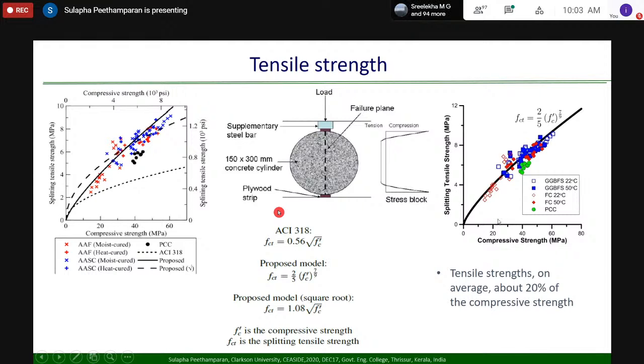Typically for a Portland cement concrete, you can see here the Portland cement is somewhere here, and the alkali activated or geopolymer is approximately 20% of the compressive strength. It is slightly at the higher end of the tensile strength for this kind of material. And so we have seen the tensile strength.